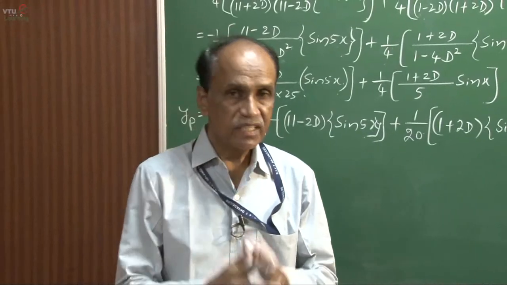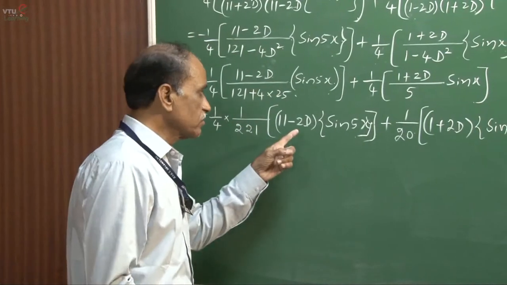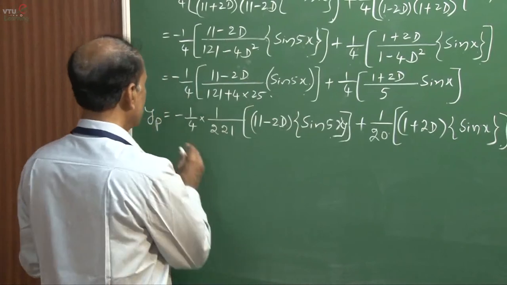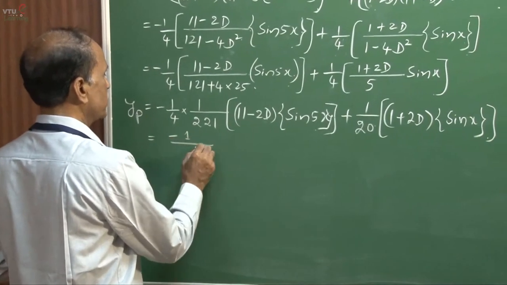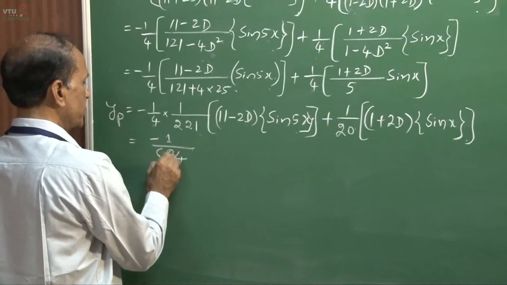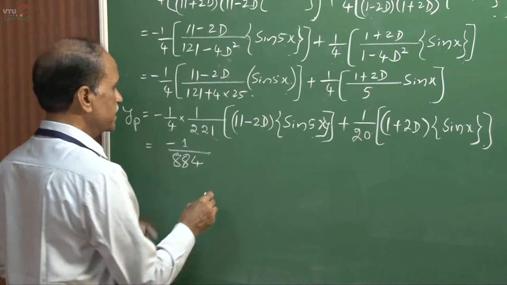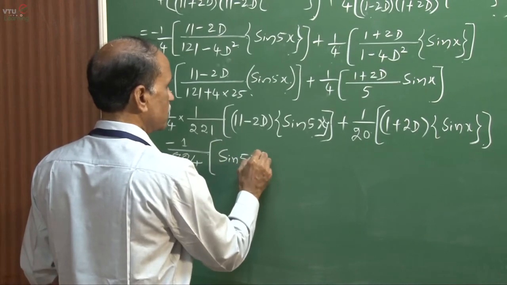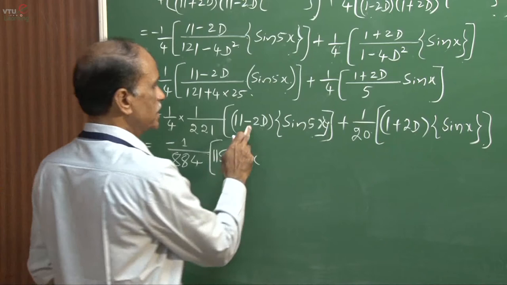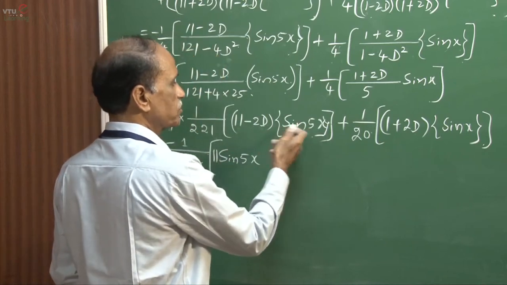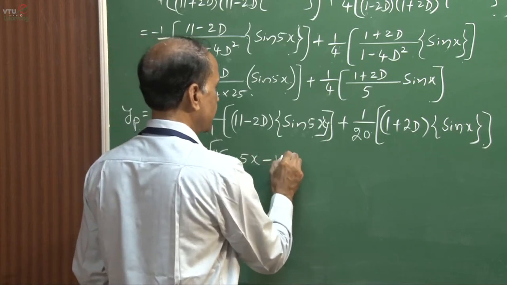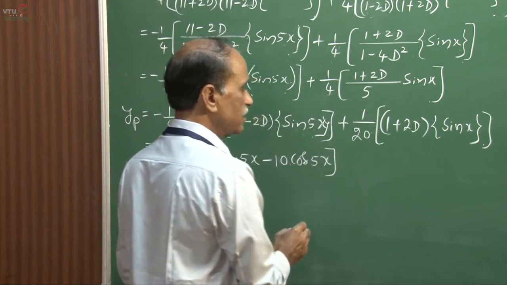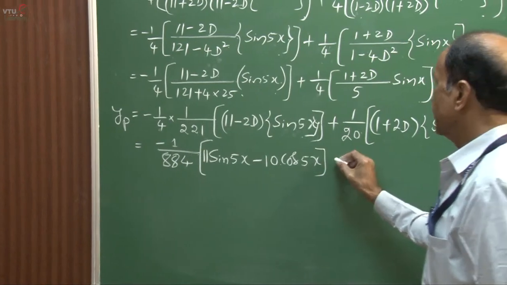Then what you are going to do next: instead of writing the inverse differential operator keeping that operator in the denominator, we brought it to the numerator. Here it is in the numerator, here it is in the numerator. Now you have to differentiate. That is equal to minus 1 divided by 4 into 221, 4 into 221 is 884, and multiply to 11 into sine of 5x, that is 11 multiplication, and 2D, that means once differentiation, sine becomes 5 times of cos, this becomes minus of 10, 5 into 2 that becomes 10, then it is cos of 5x. This is the final value of the first term.